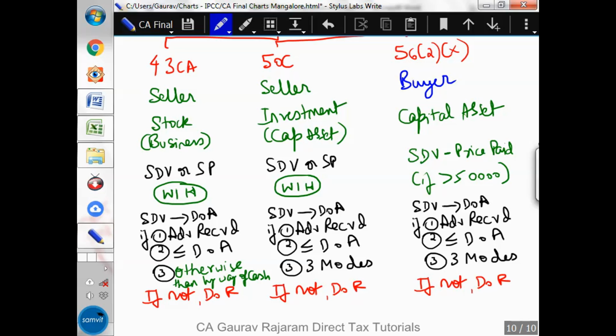When they brought in 56(2)(x), they used the three modes, but they forgot to amend it in 43CA. 43CA has been amended from AY 1920 to reflect the three modes. So now from next year, all three will be on par with respect to the modes. This year 50C and 56(2)(x) are on par, 43CA is otherwise than by way of cash. This was the old mode. The new mode, modern mode, is three modes. So this provision will still apply to AY 1819. From AY 1920 onwards, all three modes in all three sections are on par.